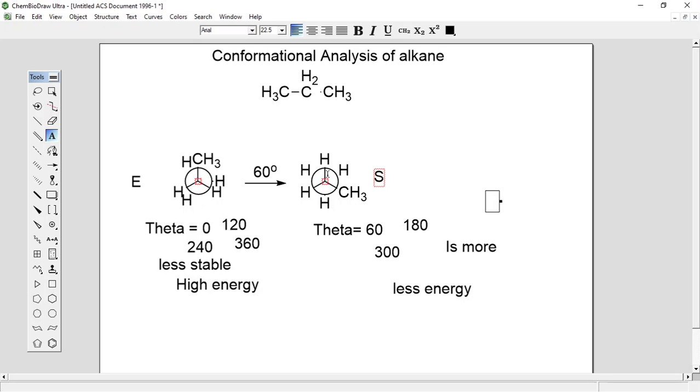Then second is the staggered conformation. When C2 is rotated through 60 degrees, the groups attached to C1 and C2 become maximum away from each other, and it is obtained at dihedral angles 60, 180 and 300. Staggered conformation is more stable than eclipse conformation.